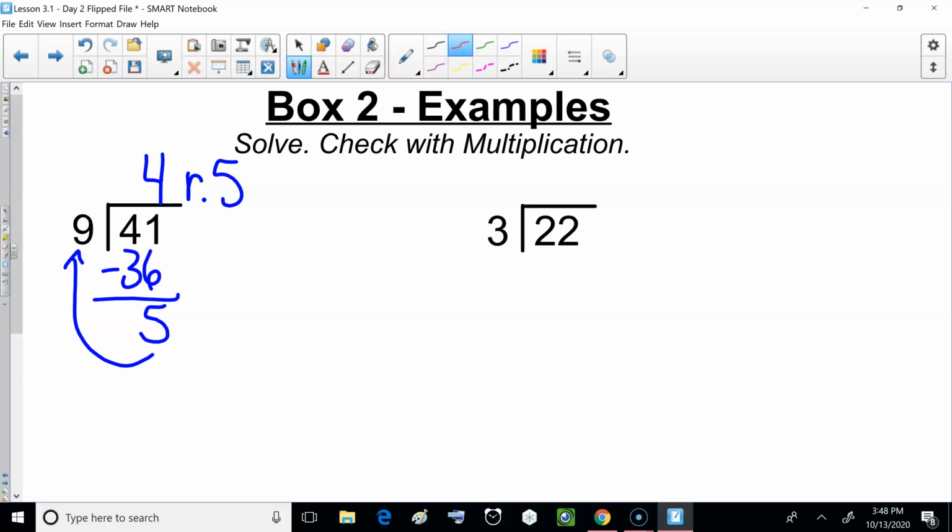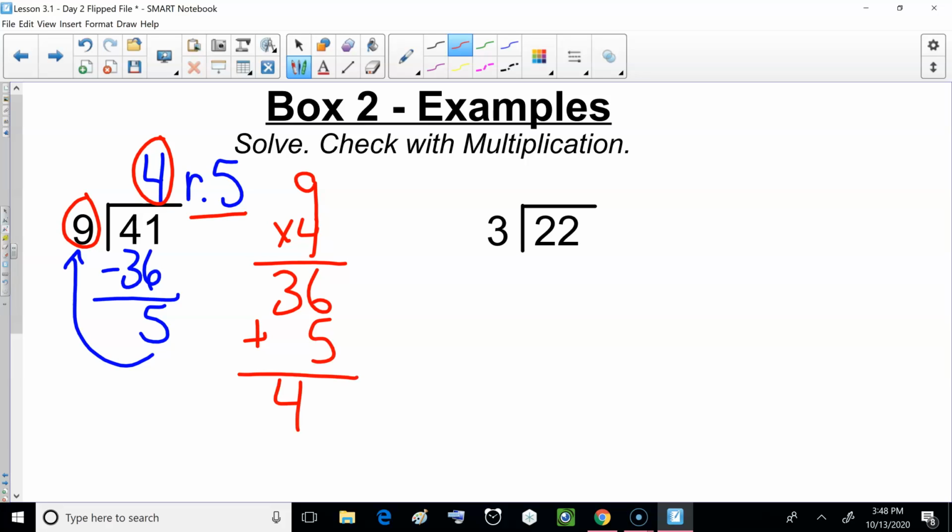Now I'm going to check my work with multiplication. So what do I mean? I'm going to take my 9 times my 4. So 9 times 4, using my finger strategy, which you can't see, I get 36. And now plus my remainder of 5, which equals 41. Notice 41 and 41 are equal, so I'm pretty confident that I got this problem right.